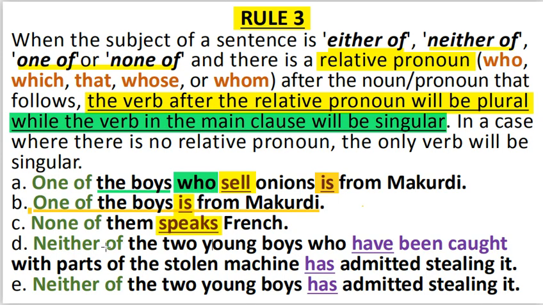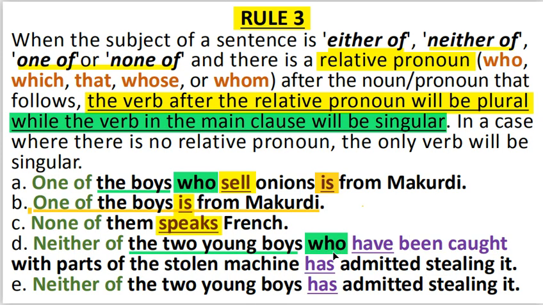Let's examine example D. Neither of the two young boys who have been caught with parts of the stolen machine has admitted stealing it. This one is quite a long sentence, but let's look at it in relation to the rule. Neither of them, followed by the noun phrase, the two young boys, then followed by the relative pronoun. Do you remember the relative pronoun? Who. It could be who, which, that, whose or whom. But in this case, we have who.